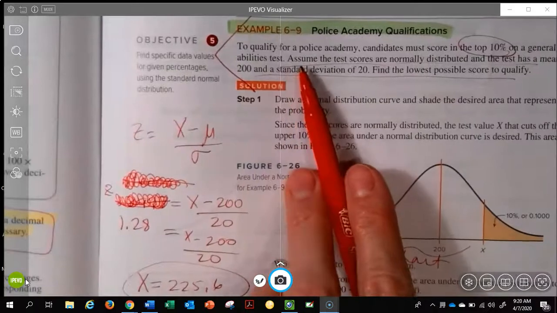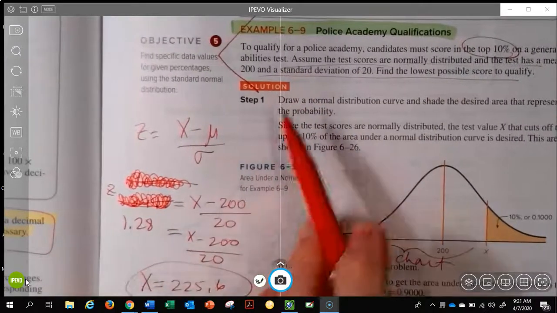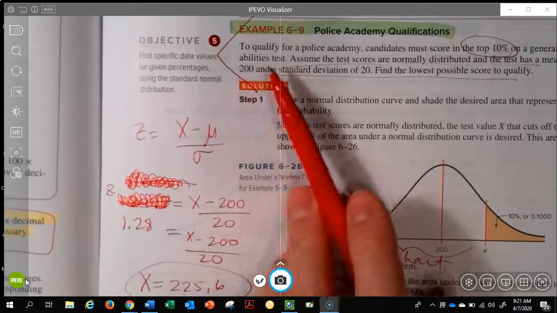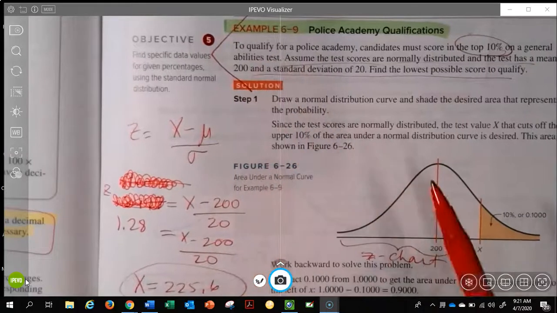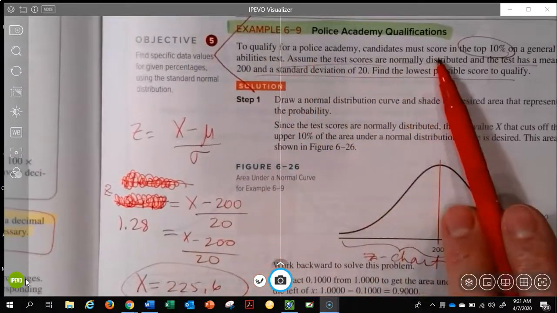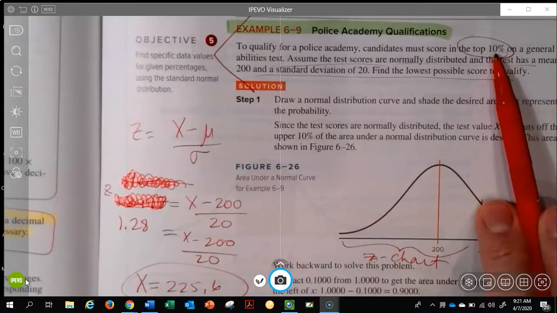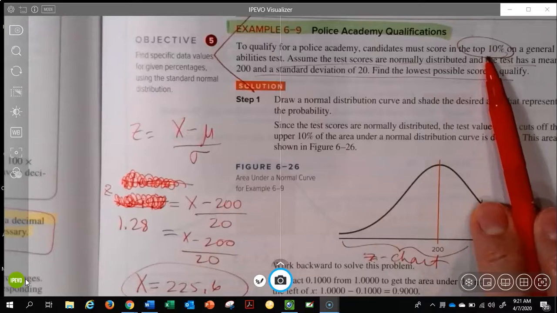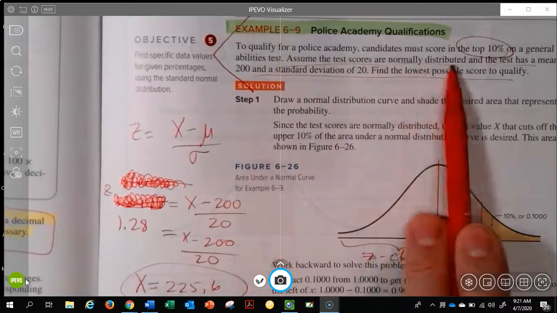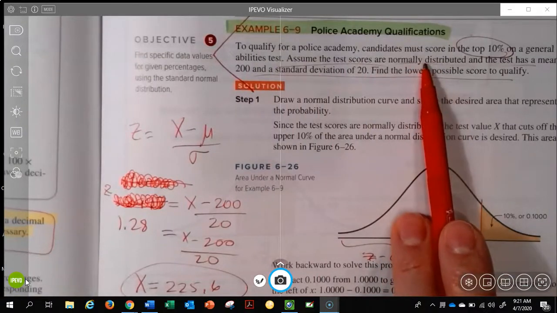So I'm now looking at example 6.9. I'm on page 325. And see if you can see the parts that are different or going backwards than what you've been doing in the videos that you've been watching. To qualify for a police academy, candidates must score in the top 10%. They're now giving us our probability. They're giving us our percentage on a general abilities test. Assume the test scores are normally distributed, and we already mentioned that earlier. From now on, assume that, but they'll always write it.